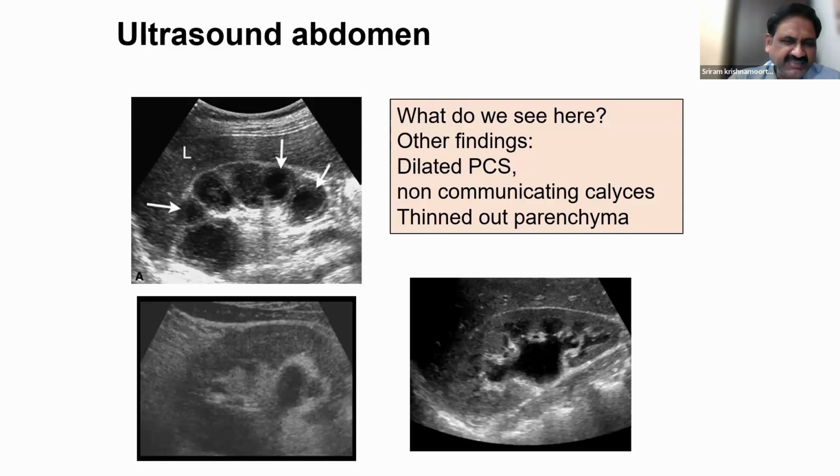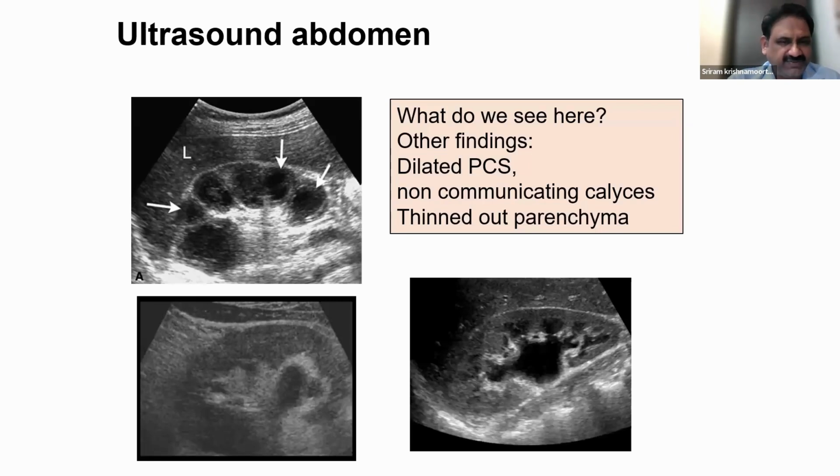You can see that the calyces are dilated, and you should see that the individual calyces are individually dilated and they are not communicating with the centrally dilated system. This is one of the hallmarks of genitourinary tuberculosis. One calyx is a little more enlarged, the other calyx is a little less dilated. So there is an asymmetrical dilatation that you can see at the white arrow marks.